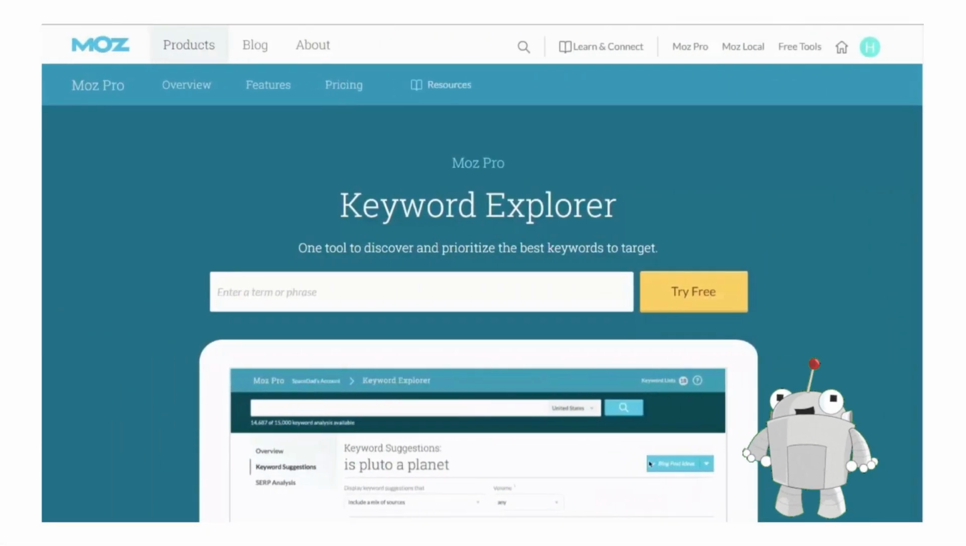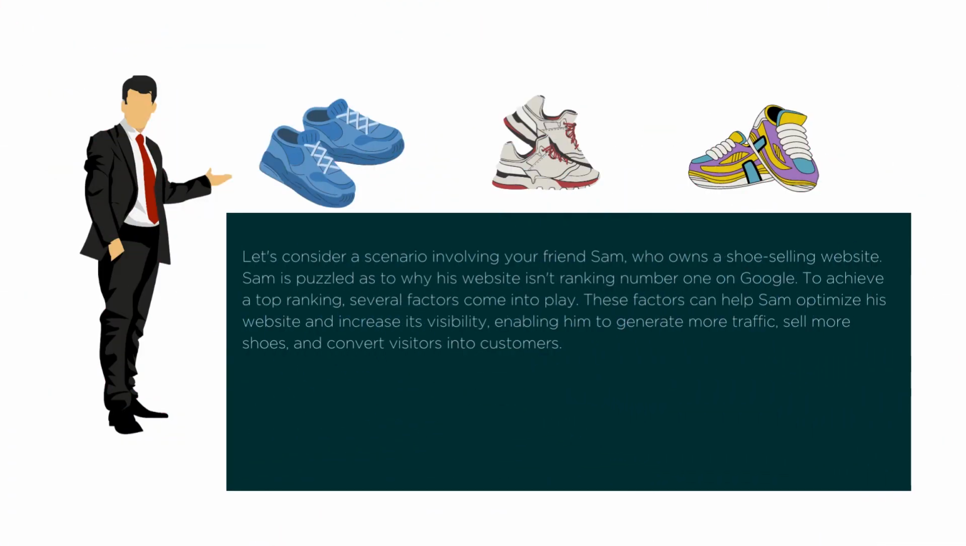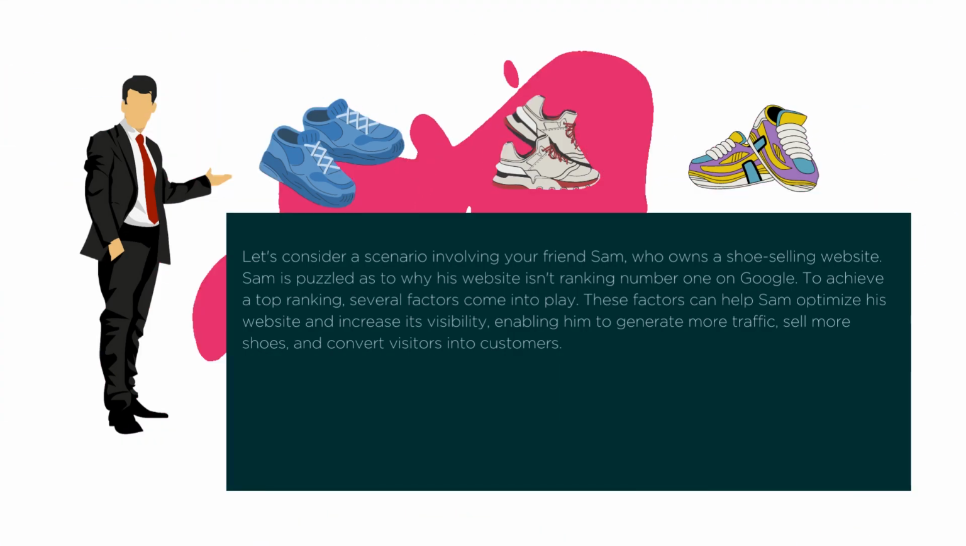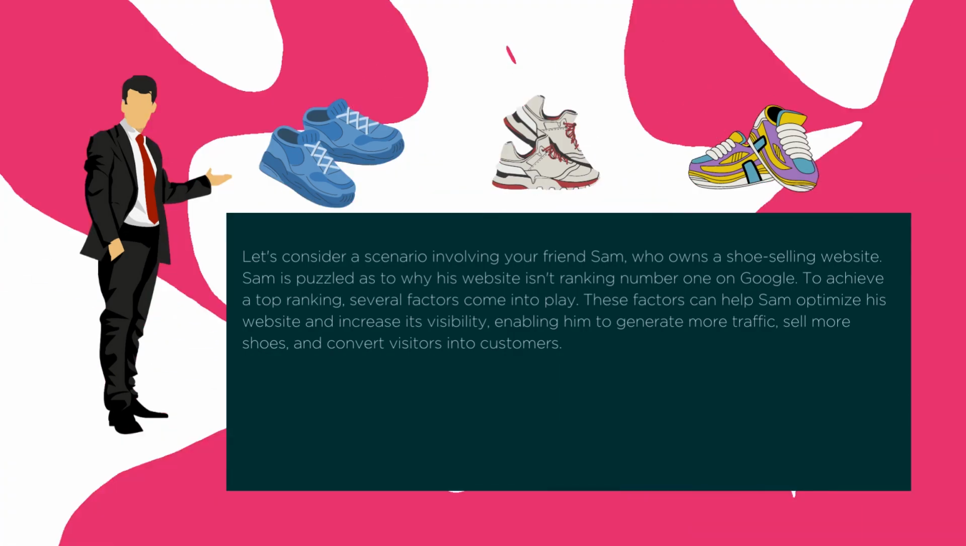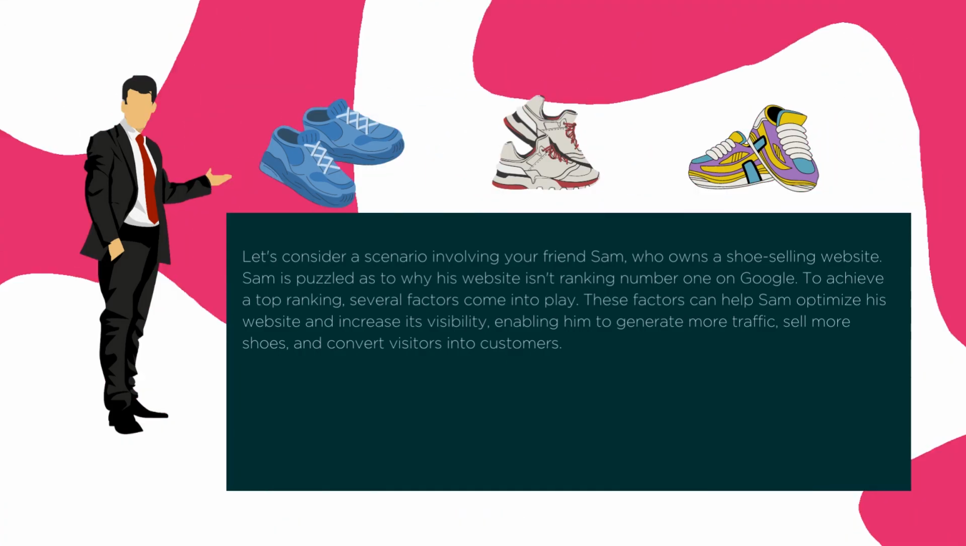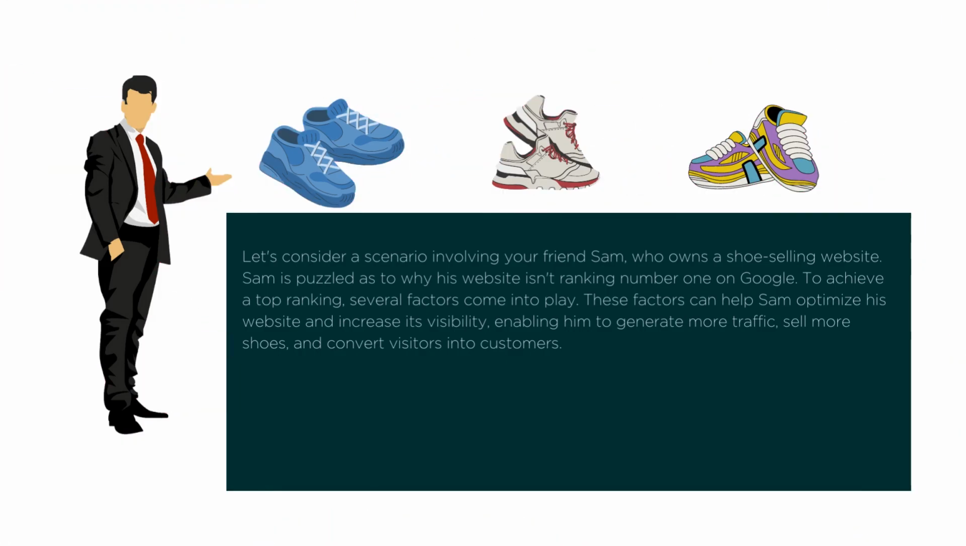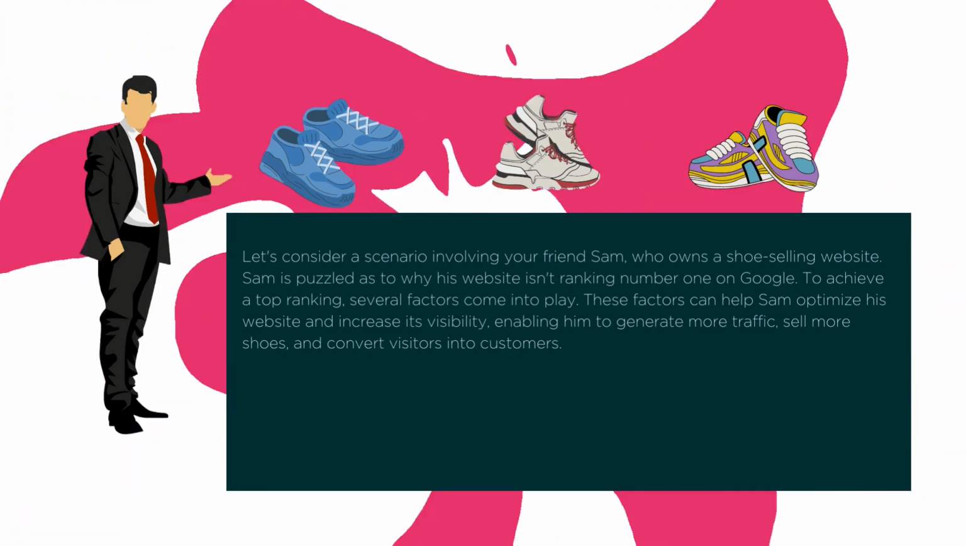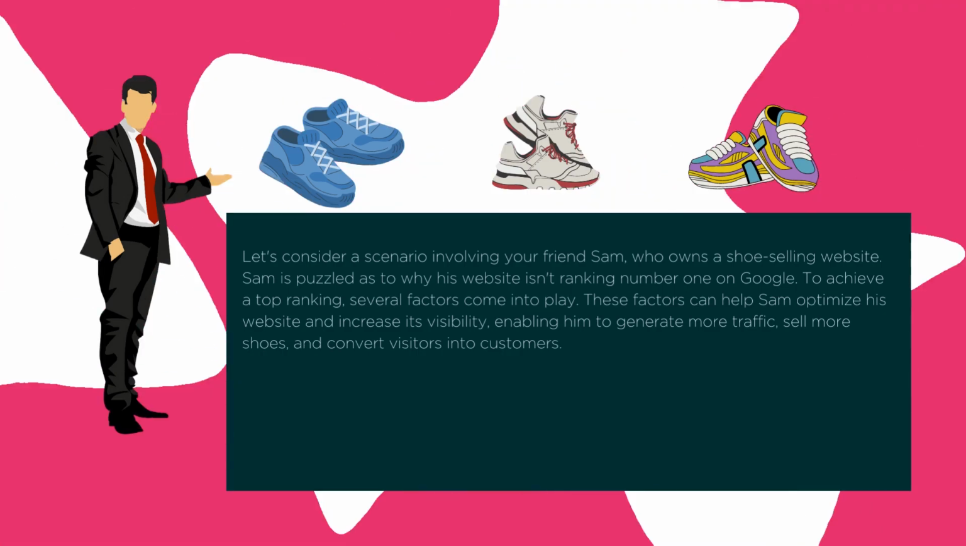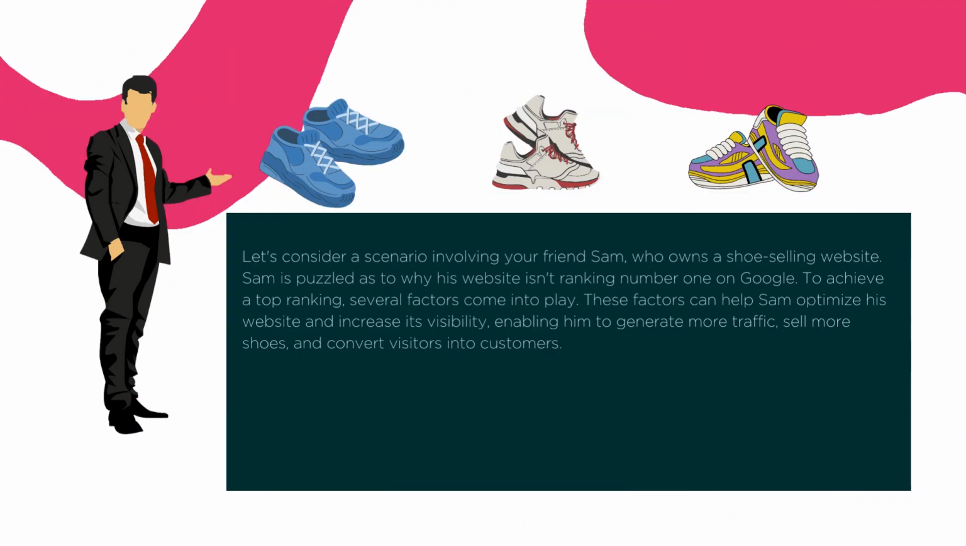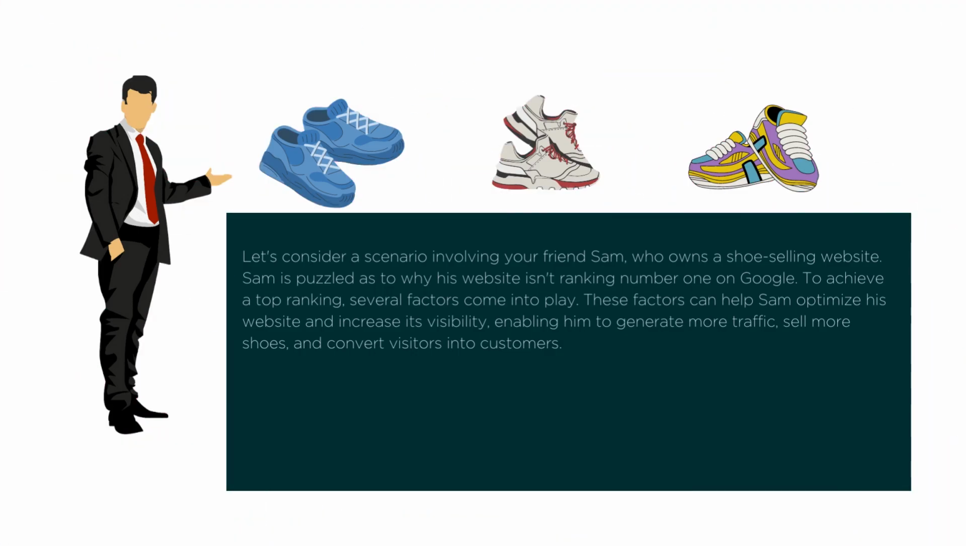There are numerous tools available for keyword research, and personally, I find Moz and Google's Keyword Planner to be particularly useful. However, there are many other tools out there as well. Now, let's consider a scenario involving your friend Sam, who owns a shoe-selling website. Sam is puzzled as to why his website isn't ranking number 1 on Google. To achieve a top ranking, several factors come into play. These factors can help Sam optimize his website and increase its visibility, enabling him to generate more traffic, sell more shoes, and convert visitors into customers.